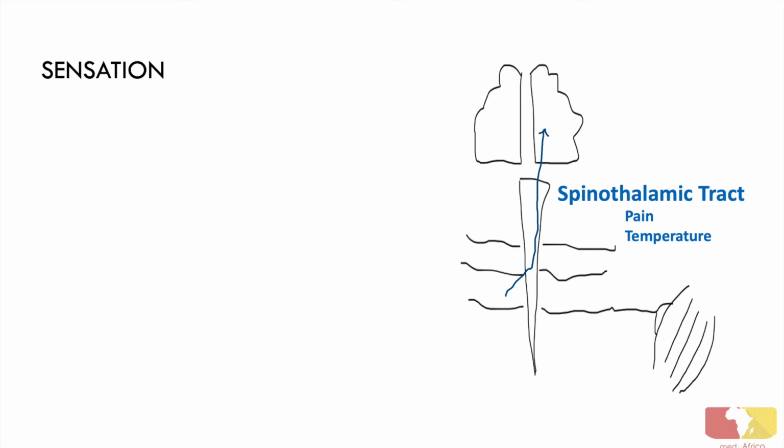There's another tract that's very important for carrying sensory information, and that is your dorsal column. So your dorsal column carries information from the limbs or the peripheries up into the spinal cord and into the brain. And the modalities of sensation that it carries are proprioception and vibration. So when you're testing a patient for proprioception or vibration, what you're actually testing is the dorsal column.